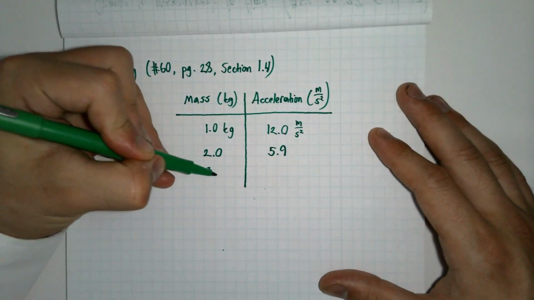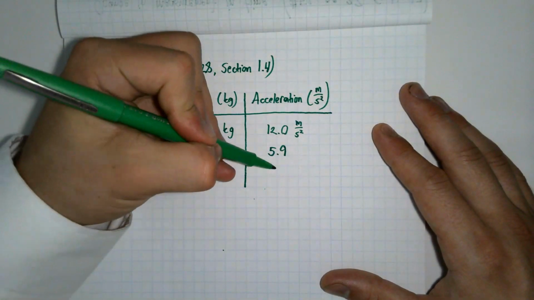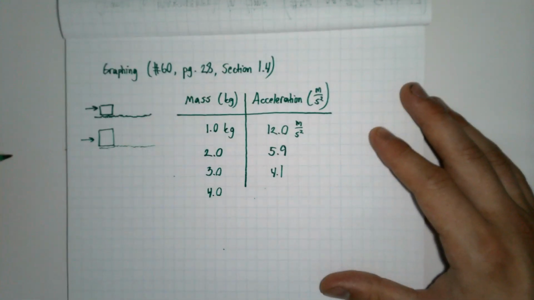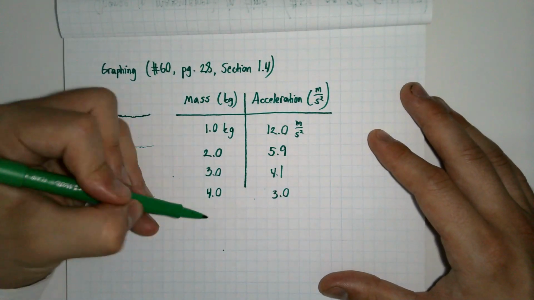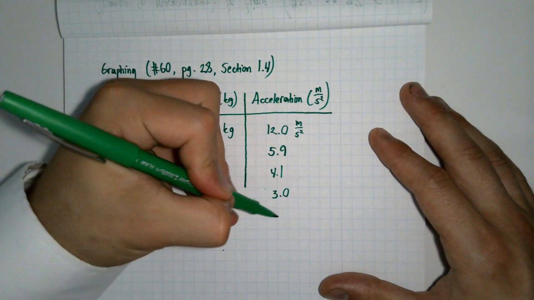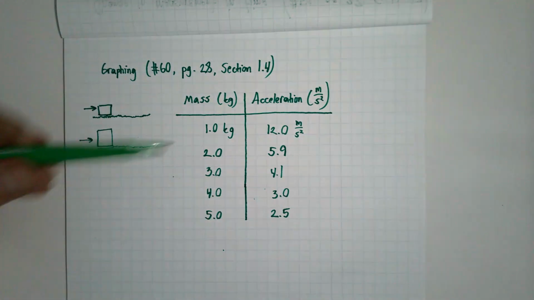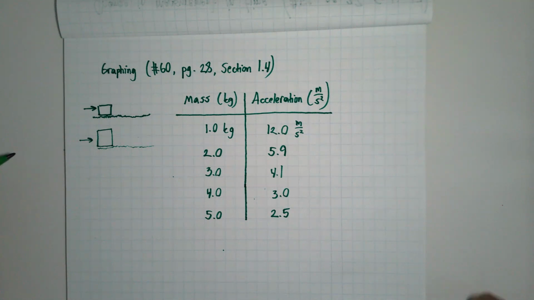If I have a 3.0 kilogram block, so I keep adding heavier and heavier blocks, look what's happening to my acceleration. My acceleration, it looks like, is getting smaller. So finally I'm going to stop at a block that has a mass of 5.0 kilograms, and we see an acceleration of 2.50. All right, so here's our data table. Here's the information that we can put into a visual medium, that being our graph. And then we can interpret the graph.